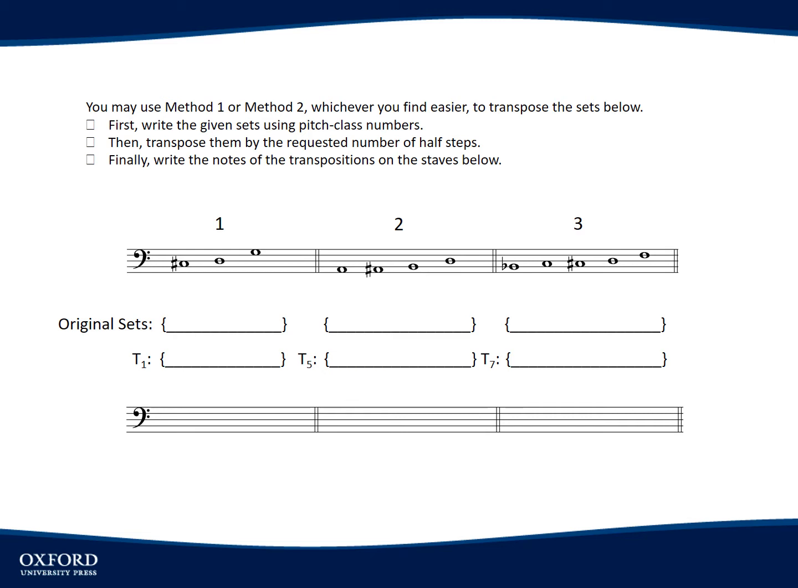The first step is to write the pitch class numbers of the notes. In Problem 1, C sharp is pitch class 1, D is 2, and G is 7. For a review of pitch class, please refer back to that section of the book. Now we're done with Step 1.